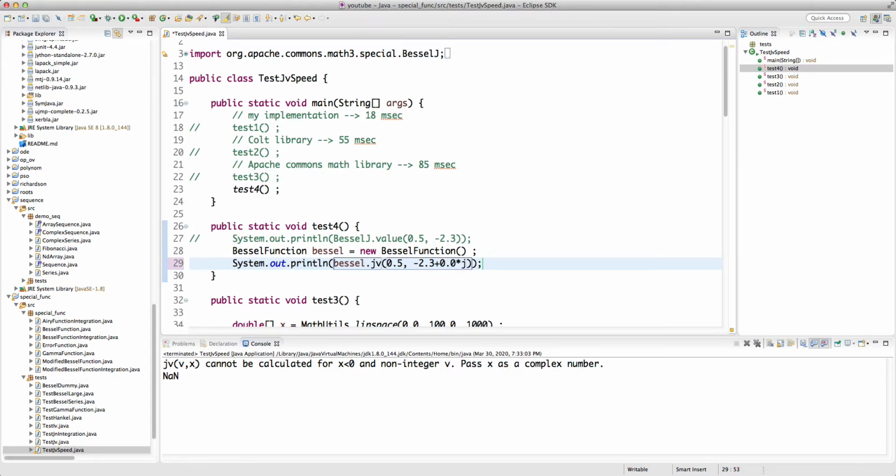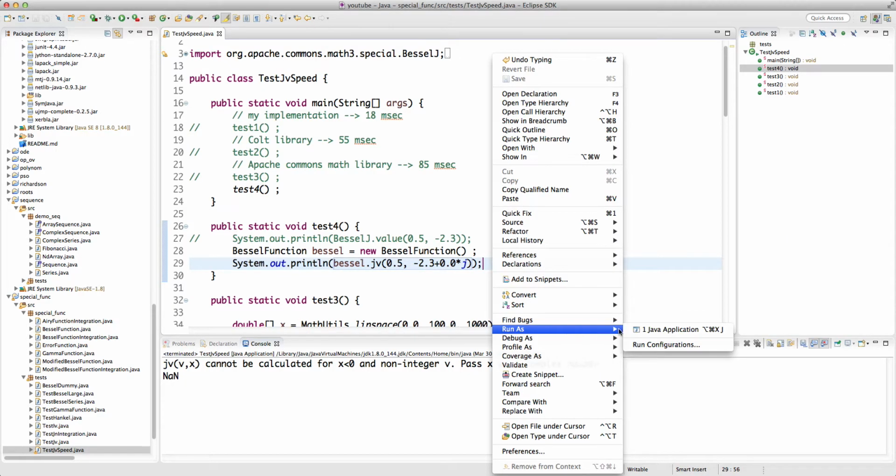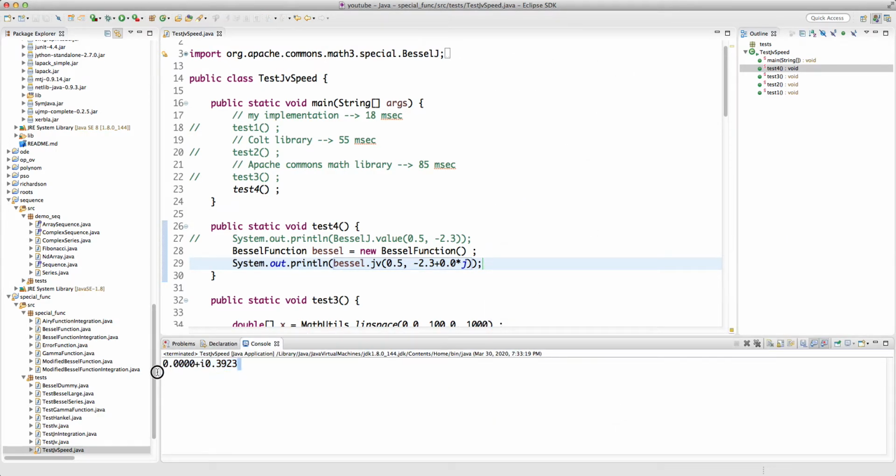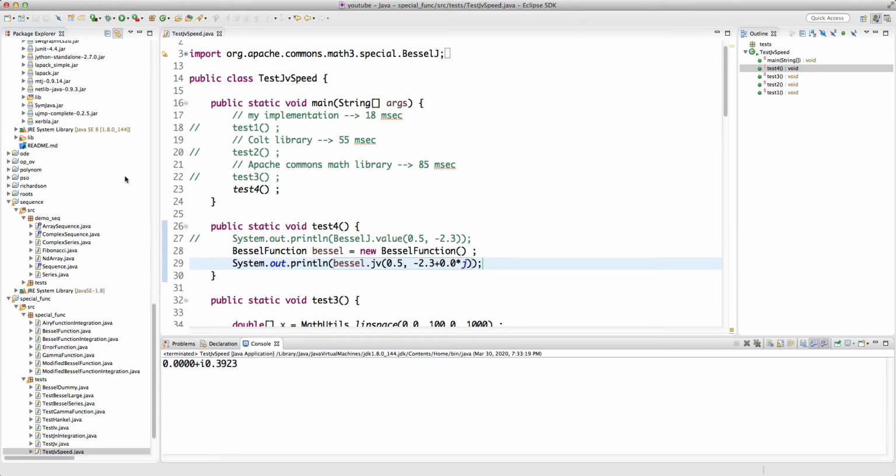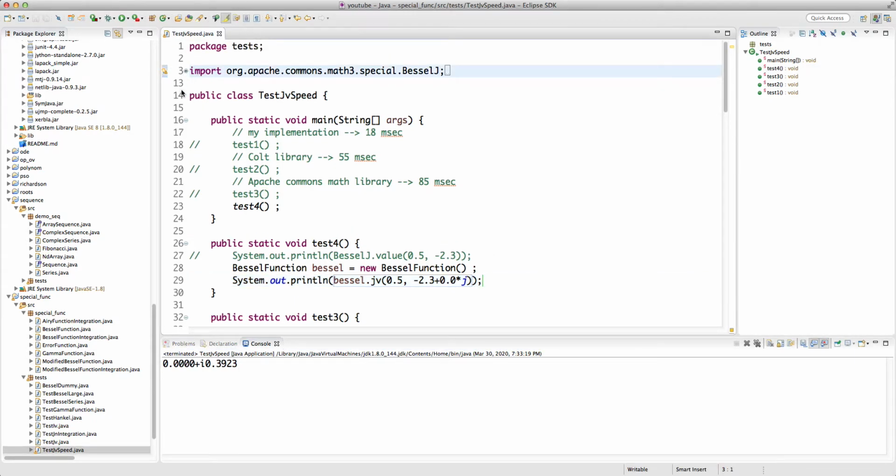So I cast it to a complex number, minus 2.3 plus 0j. Now we have no problem calculating it, and it becomes a complex number as we expect. We are able to calculate it because we support complex numbers. All right. So I hope you enjoyed this lecture, and I'll see you in the next one.